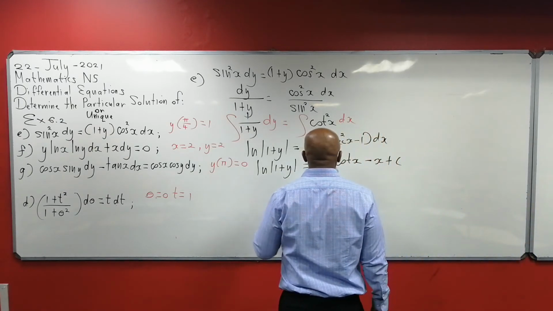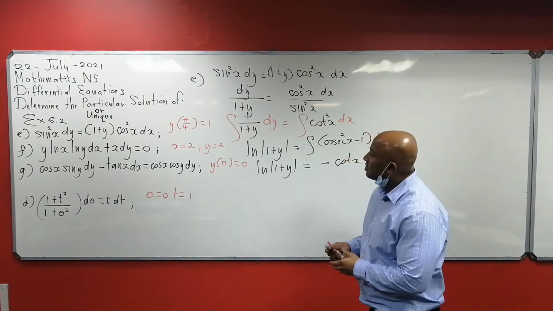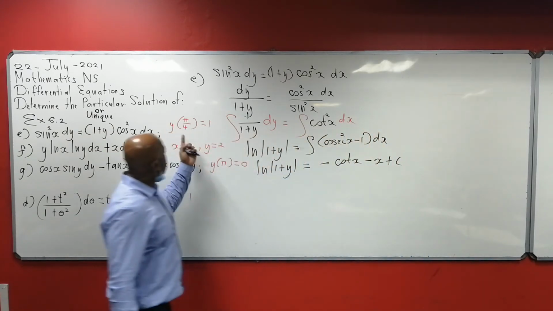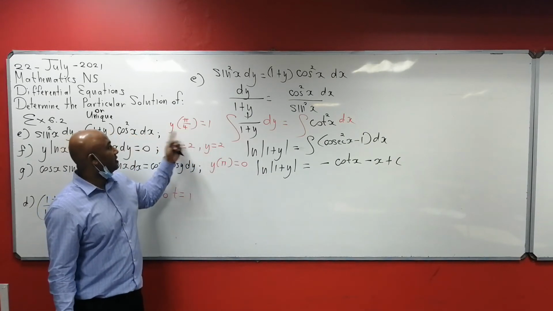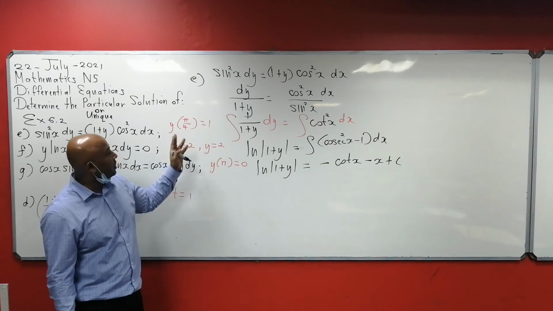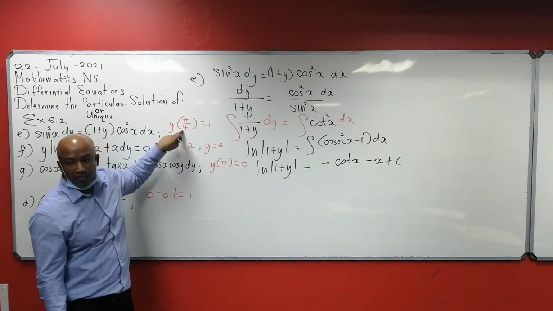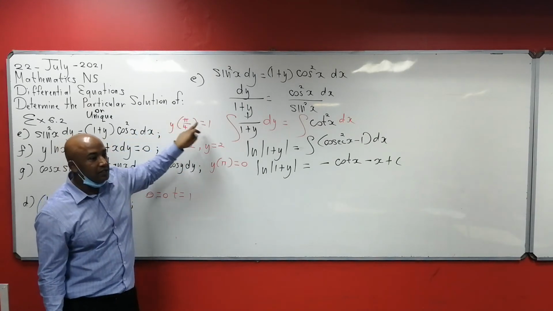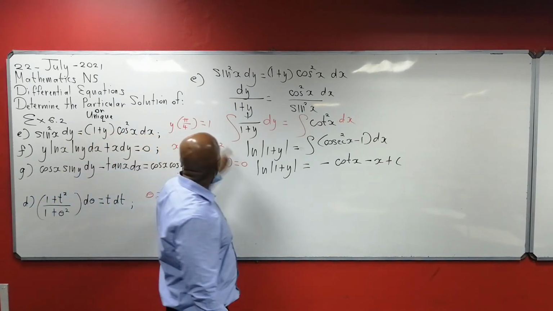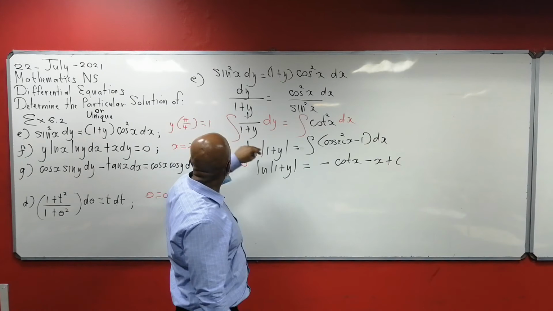Right, so now let's substitute our values. So y of pi over 4 is equal to 1. What does this mean? When you're reading this, what variables are we dealing with? x and y. That means when x is equal to pi over 4, y is equal to 1. Don't go and mix it up now. When x is equal to pi over 4, y is equal to 1.